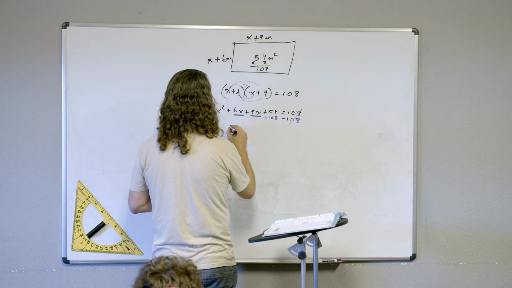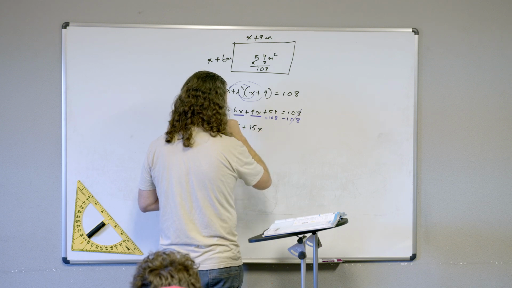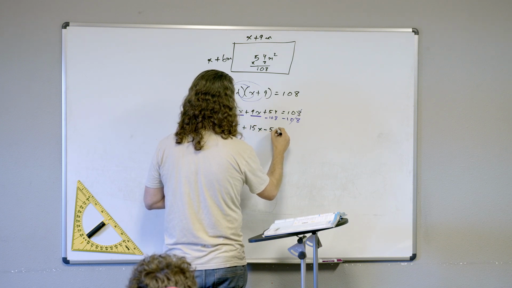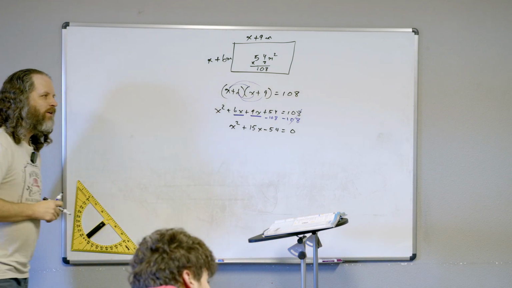Okay, so then we end up with x squared plus 15x minus 54, right? Equals 0. All true.